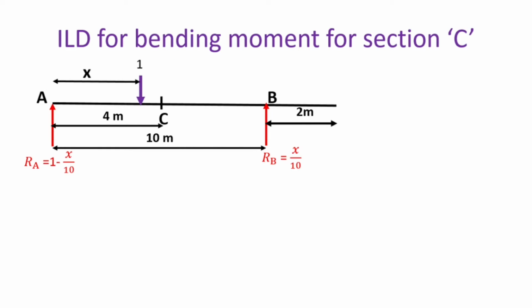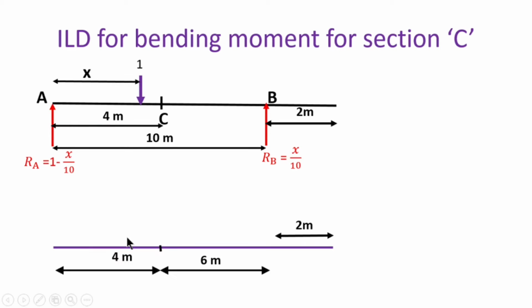Now the first step is the calculation of the ILD for the bend moment at section C. So for the ILD, apply the unit load on the beam, calculate the reactions RA and RB, and draw the ILD. So this is our ILD. The 2.4 is a positive ordinate and 0.8 is a negative ordinate.